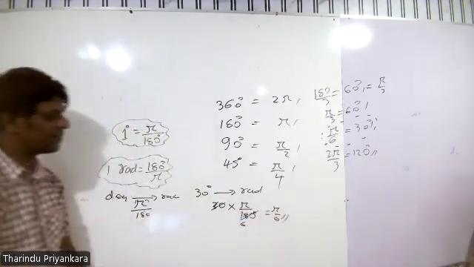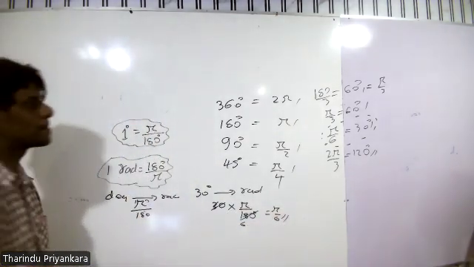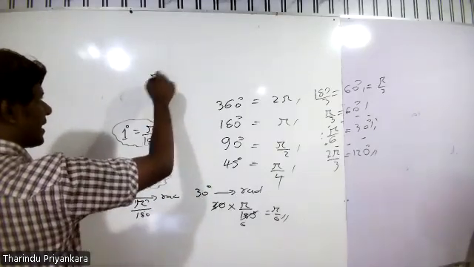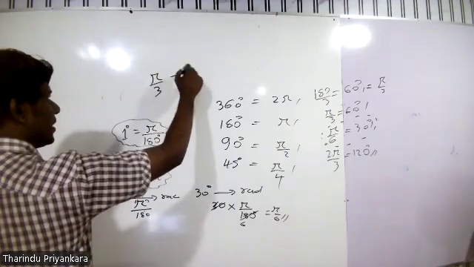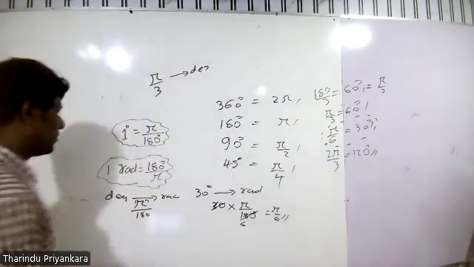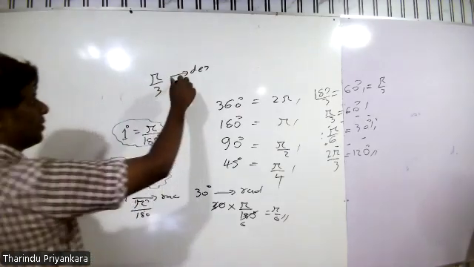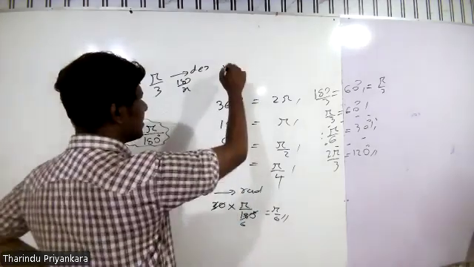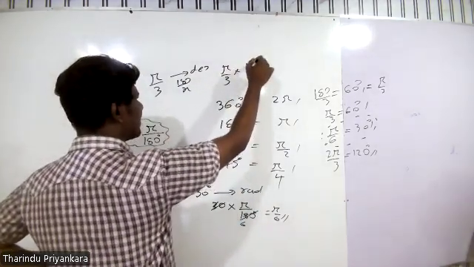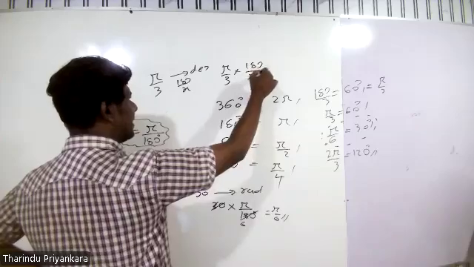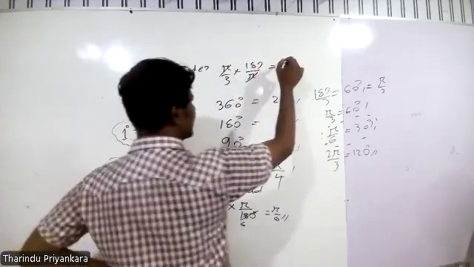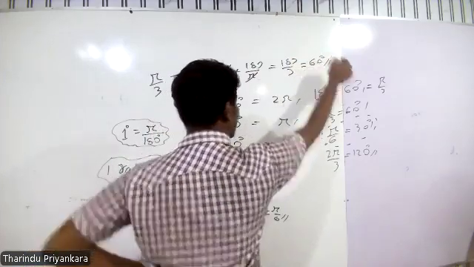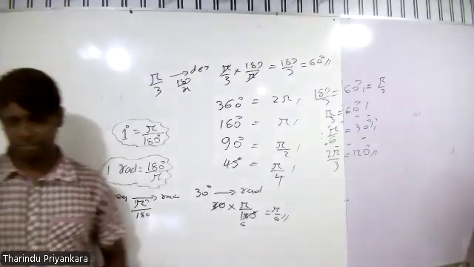What a simple answer. If I give the angle like pi over 3, you have to convert to degree. What should you do? You have to multiply it by 180 over pi. So what is happening? Pi over 3 multiplied by 180 over pi. See, my answer is going to be 180 over 3. So it is 60.